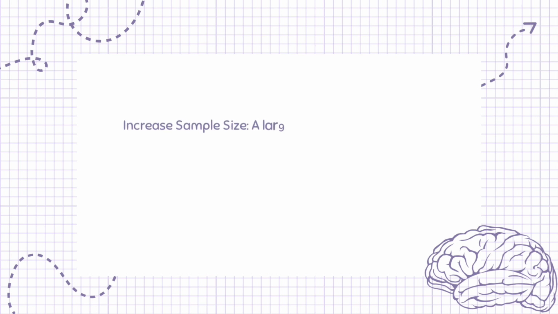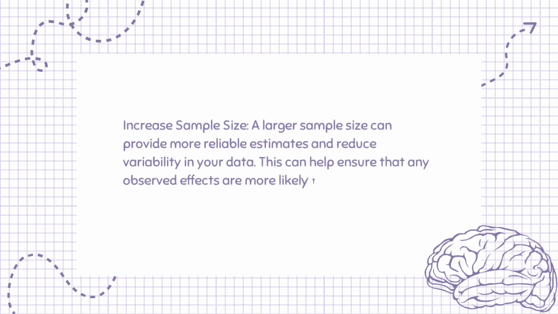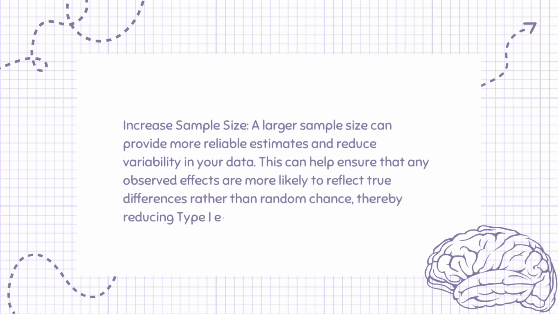Increase sample size. A larger sample size can provide more reliable estimates and reduce variability in your data. This can help ensure that any observed effects are more likely to reflect true differences rather than random chance, thereby reducing Type 1 errors.